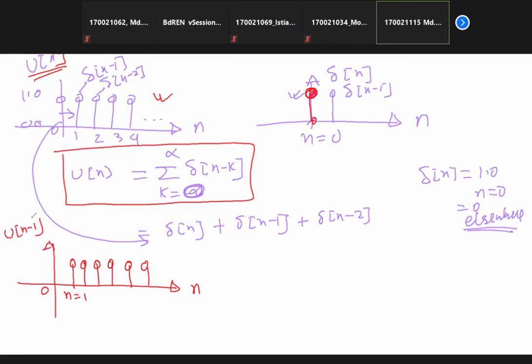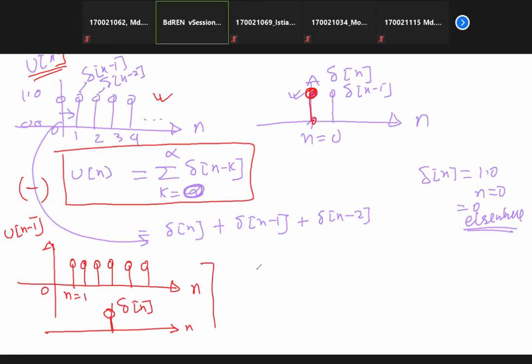Fine. Then if we subtract these two figures, what will you get? There will be a value only at n equal to 0, is it not that thing? So this is your delta n, isn't it? According to this definition. So you can write another equation there: u n minus u n minus 1. That means two consecutive, you are shifting by one, then this would be equal to delta n.